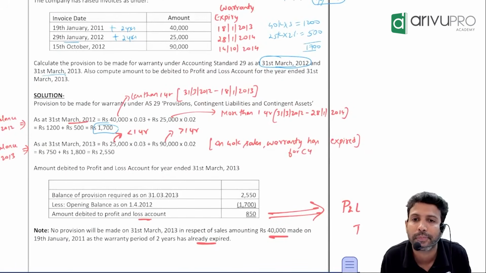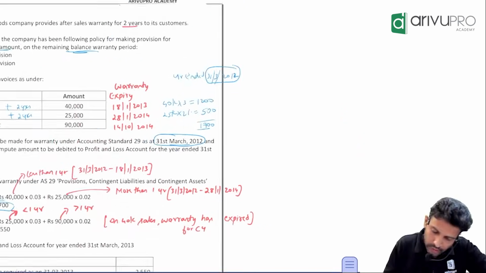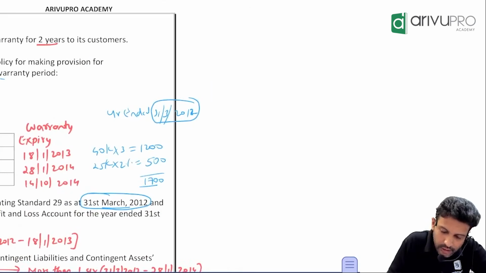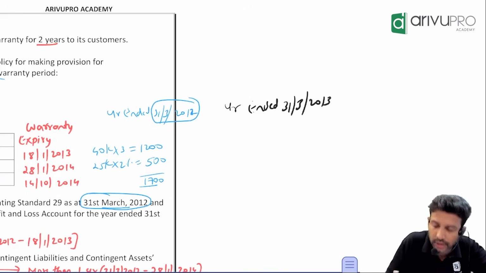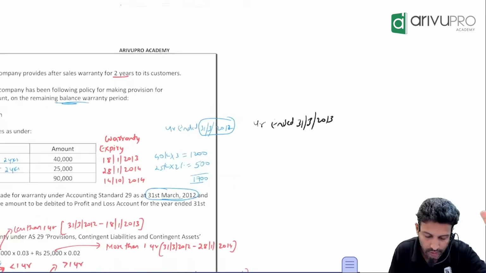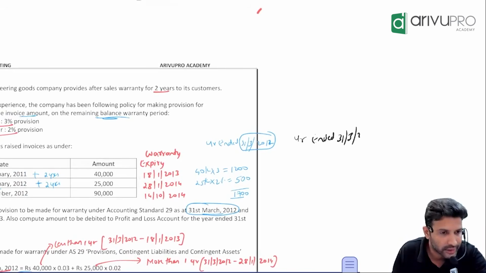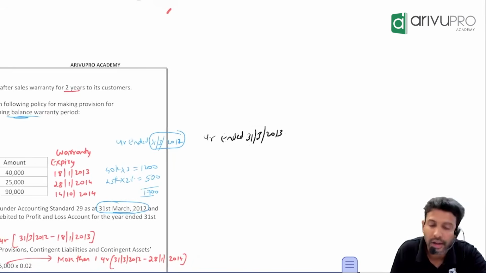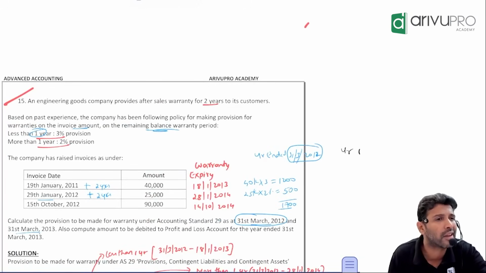Okay? Yes, sir. Now they ask for one more year, the next year. The next year is ending on 31st March 2013. Now, how many sales are there? 3 sales. The first sale's warranty has expired on what date? 18th January. And we are on what date? 31st March. That means this sale's warranty has expired.